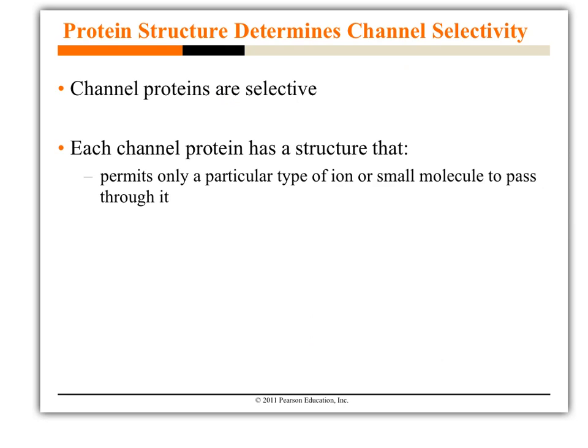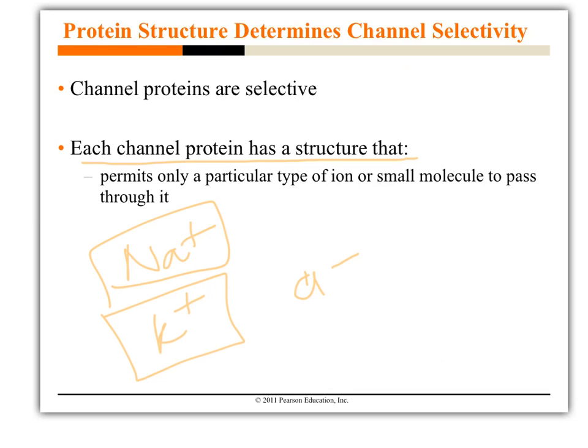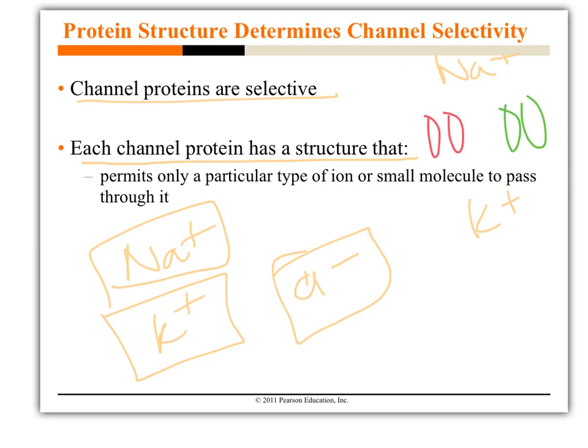Channel proteins are selective. What does that mean? It just means that each one has a structure that allows only one type. So there's a sodium channel, a potassium channel, a chloride channel. There's not one channel for all the ions. Every ion has its own channel. Only lets that one through. So even if there's an electrochemical gradient of one versus the other, sodium's high on one side, potassium's high on the other, there's a sodium channel, there's a potassium channel, okay? And they can determine which one gets to go.